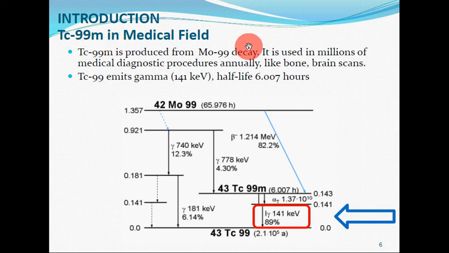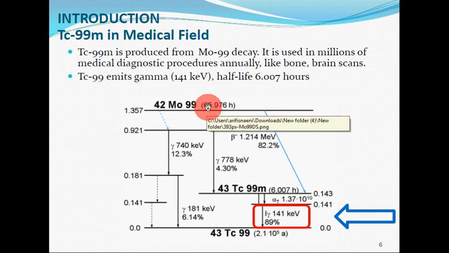Technetium-99m in the medical field. Technetium-99m is produced from molybdenum-99 decay. It is used in millions of medical diagnostic procedures annually, like bone or brain scans. Technetium-99m emits gamma of 141 keV with a half-life of 6.007 hours. This is the decay scheme.